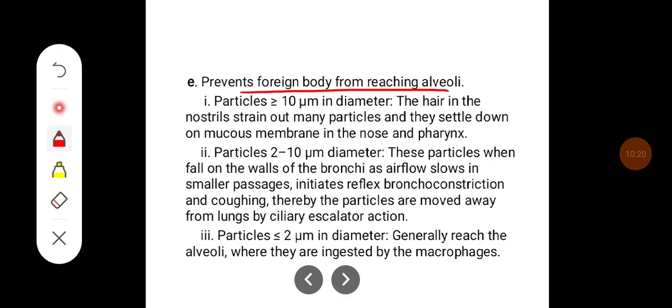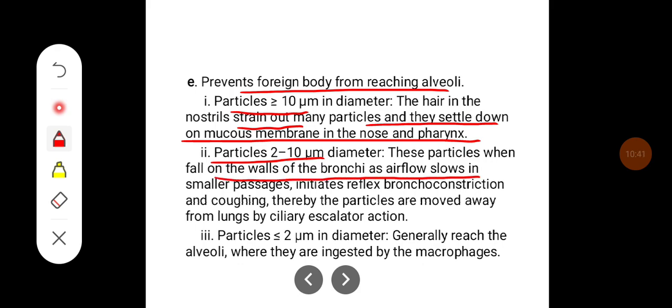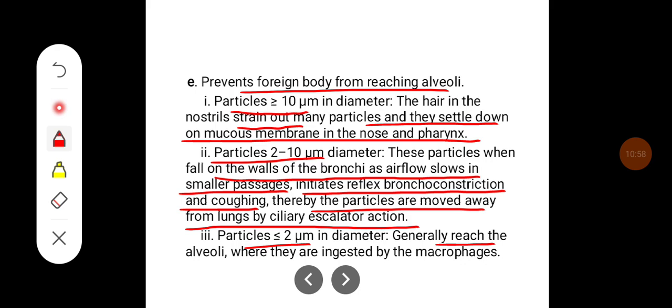Prevention of foreign bodies from reaching the alveoli. If the particles are more than 10 microns in diameter, the hair in the nostrils strains out many of such particles and they settle down on the mucous membrane in the nose and pharynx. Particles between 2 to 10 micrometers fall on the walls of the bronchi as air flow slows in smaller passages, initiating reflex bronchoconstriction and coughing. Thereby, particles are removed away from the lungs by ciliary escalator action. If the particles are less than 2 microns, generally they reach the alveoli where they are ingested by the macrophages.